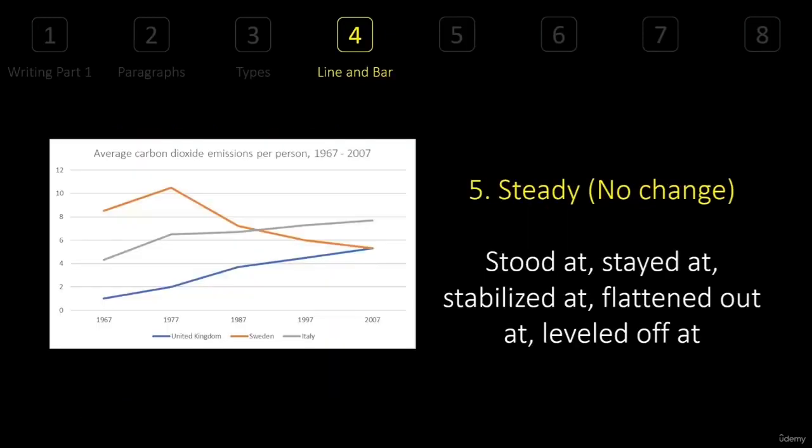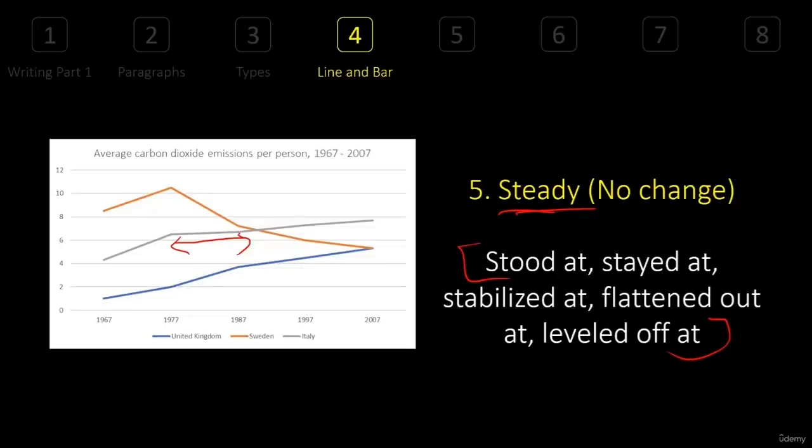Good. And the final one, you don't need anything. There's just steady. For example, if you look here in this part, the emission remains steady. There's not much change. So you can say between 1977 and 1987, the carbon dioxide emission stayed at a constant level, or stabilized at this number, or flattened out at this number, or leveled off. You got my point? These words can show steadiness. That means it plateaued and didn't increase or decrease. There was no change in that.